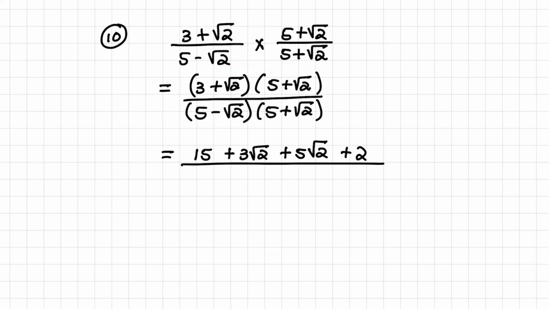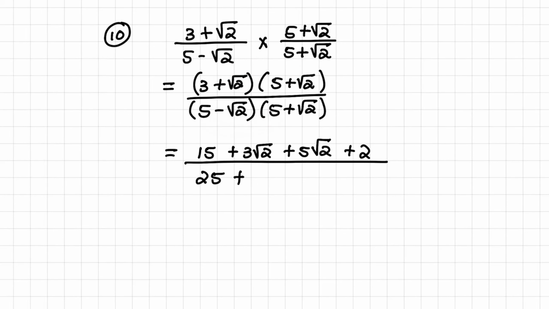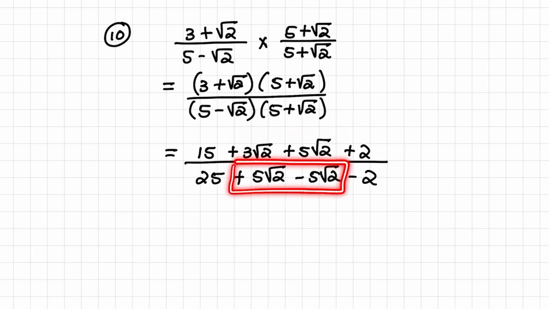In the denominator, I have 5 times 5, that is equal to 25, plus 5 times the square root of 2, which is 5 square root 2, negative 5 times the square root of 2, which is negative 5 square root 2, and negative square root 2 times the square root of 2, which is simply negative 2. Now we can add up like terms in the numerator and in the denominator. But in the denominator, we see that these terms will cancel each other out.